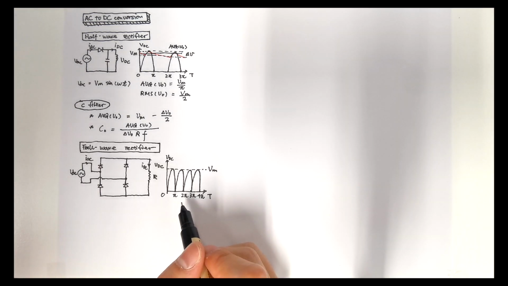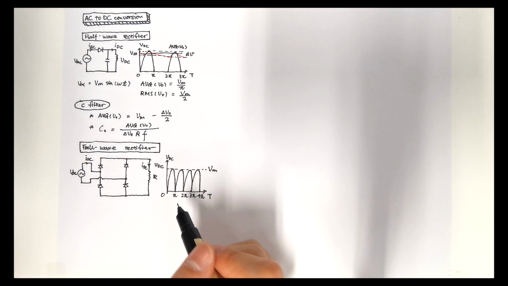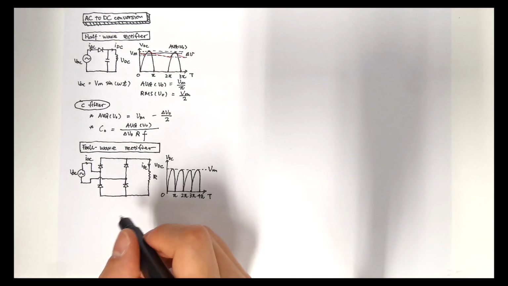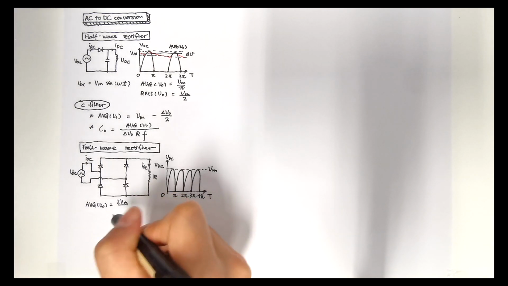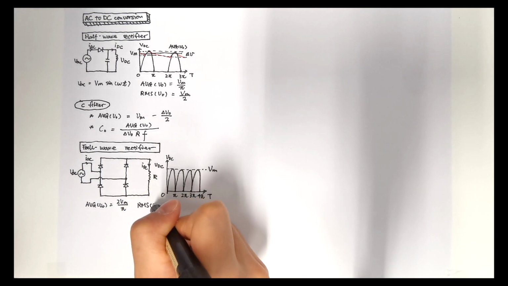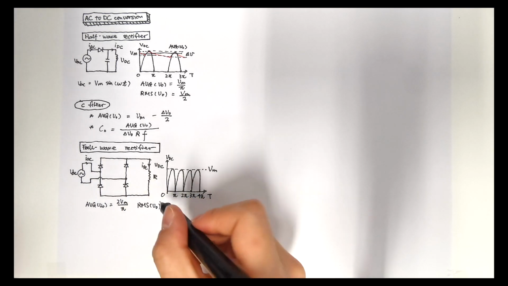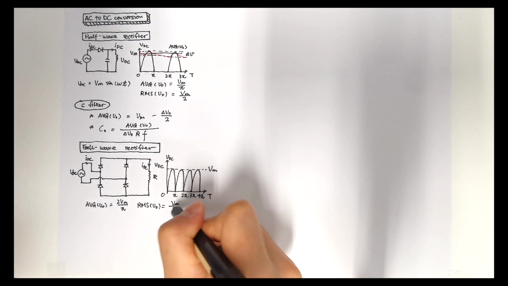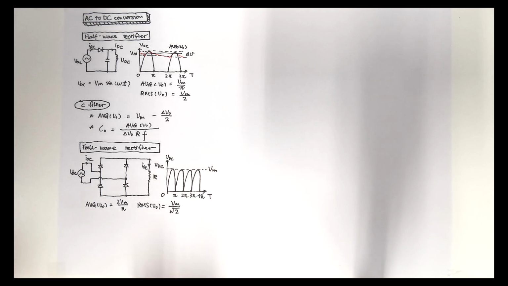We don't want the whole half cycle wasted, so the full diode bridge is created. The output voltage looks like this. Now the average value of the output voltage is 2 Vm divided by pi, and the RMS output voltage is Vm divided by square root of 2.